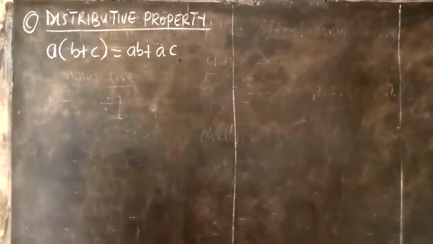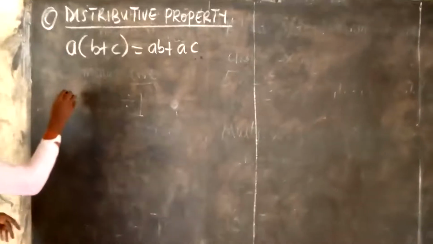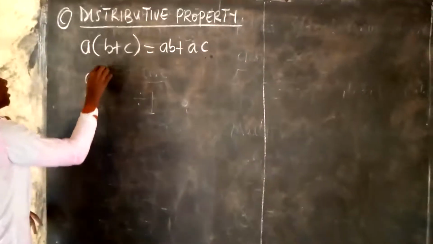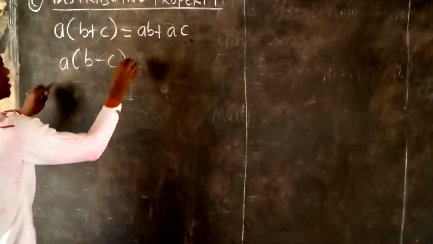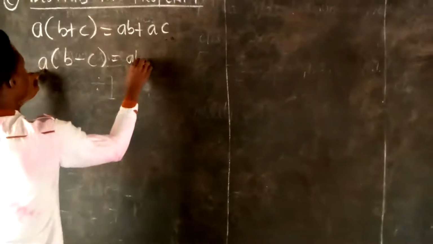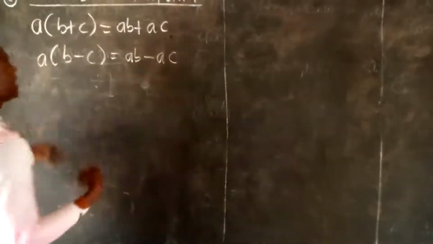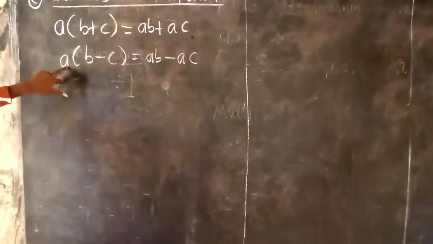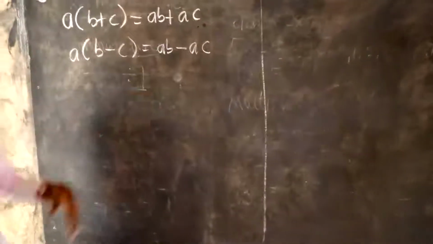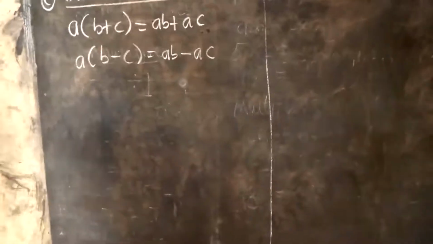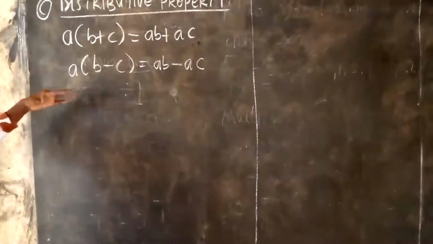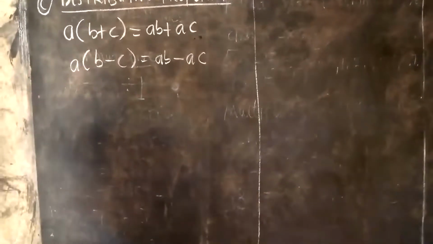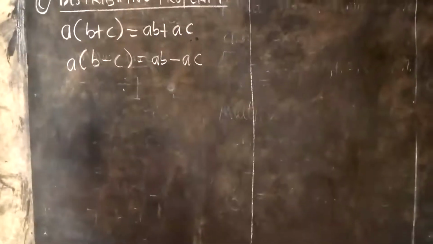The same thing when we have, let's say, A(B minus C), we can get AB minus AC, and we can say that multiplication is also distributive over subtraction. So actually the distributive property is when we are able to distribute a number over another. So this is all about the distributive property.